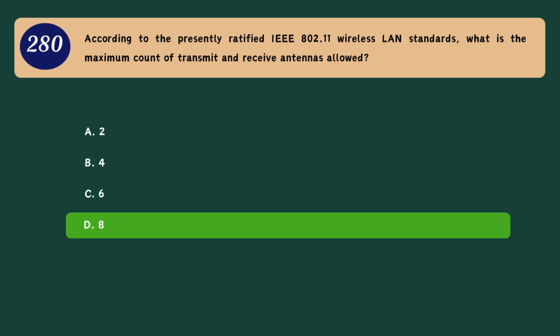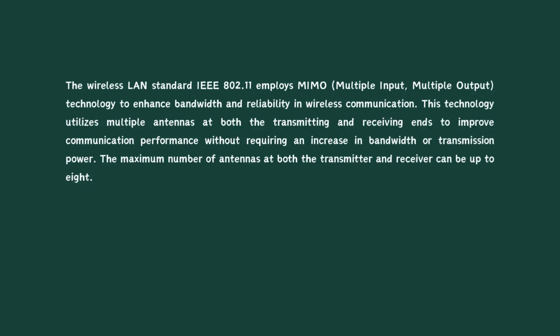Correct answer: D. 8. The wireless LAN standard IEEE 802.11 employs MIMO, multiple input, multiple output, technology to enhance bandwidth and reliability in wireless communication. This technology utilizes multiple antennas at both the transmitting and receiving ends to improve communication performance without requiring an increase in bandwidth or transmission power. The maximum number of antennas at both the transmitter and receiver can be up to 8.